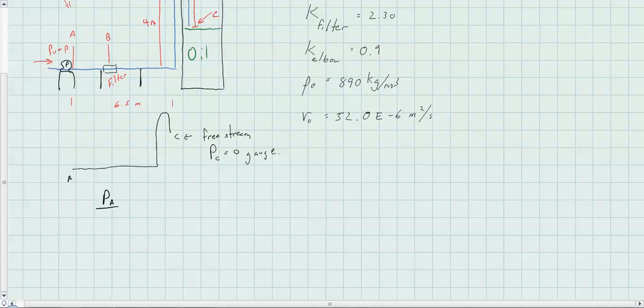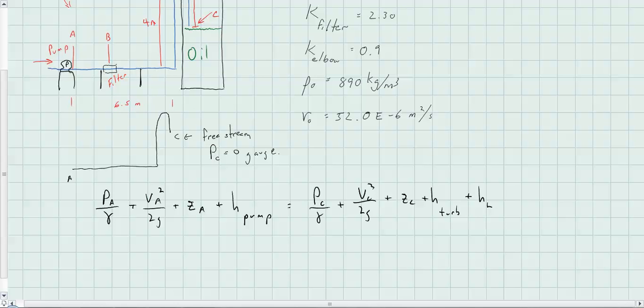PA over gamma plus VA squared over 2g plus ZA plus H of a pump equals PC over gamma plus VC squared over 2g plus ZC plus H turbine plus HL. And those are the losses associated with it.